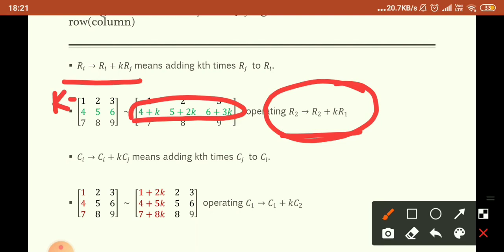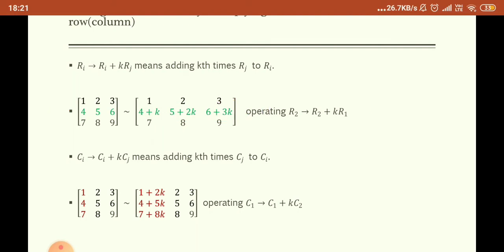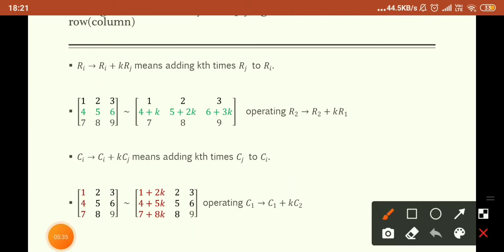This is a very important property, that after this operation the given matrix remains equivalent to the new matrix and the rank will be the same. This operation can be done on columns as well. That means we can multiply a column with a scalar, like here the second column is multiplied with k and added to column 1. Here you can see that column 1 is added with the kth multiple of the second column, and you get the new column 1, and this matrix is equivalent to the given matrix.